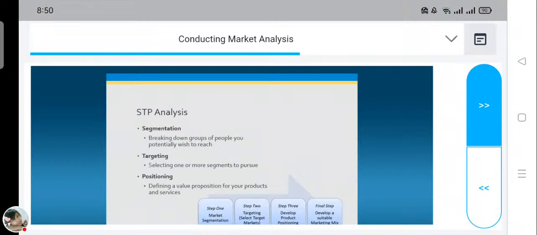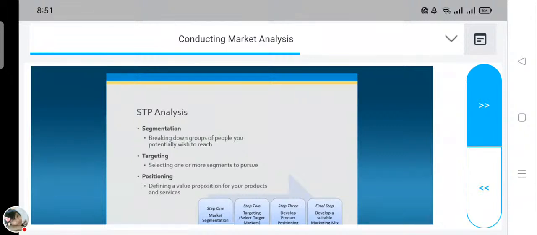And it's a common marketing tool. It's not specific to social media, so you see this used in any marketing initiative. But it's very helpful when talking about breaking down your markets for social media as well. Step one is market segmentation, and this is where you look at all of the people that you're trying to reach, and you break them down into manageable groups.